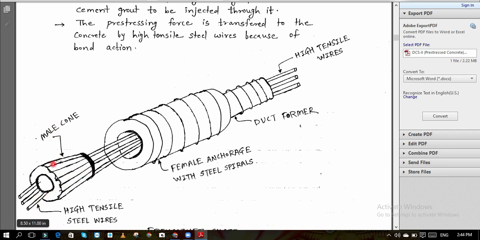This is called the male cone. This is the duct former. These are the high tensile wires, which should be 5 to 8 mm in diameter. This is the female cone. This is called the male cone. This is called the female cone.